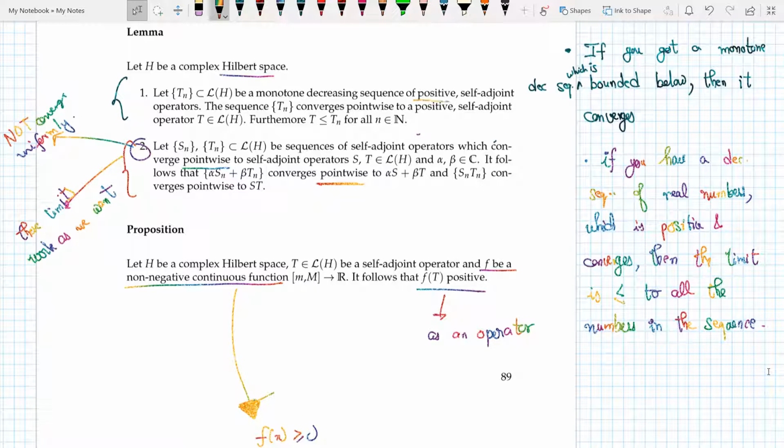Now let H be a complex Hilbert space and let Tn be a monotone decreasing sequence of positive self-adjoint operators. The sequence Tn converges pointwise to a positive self-adjoint operator T which belongs to L(H). Furthermore, T is less than or equal to Tn for all n belonging to capital N. So if you give me a monotone decreasing sequence which is bounded below, then it converges. If I have a monotone decreasing sequence of real numbers such that it is bounded below, then I know that it converges. And similarly in the case of a monotone decreasing sequence of positive self-adjoint operators.